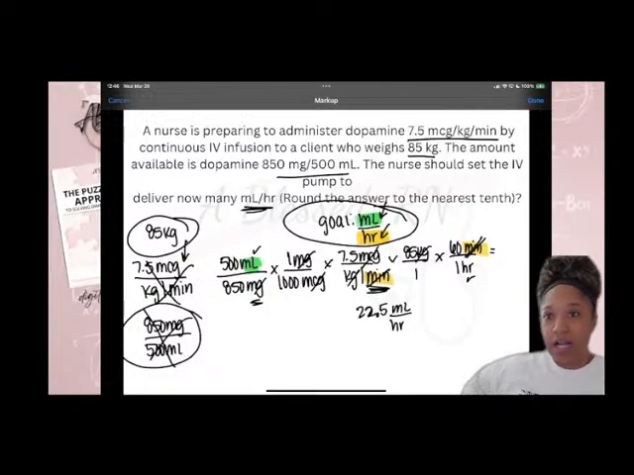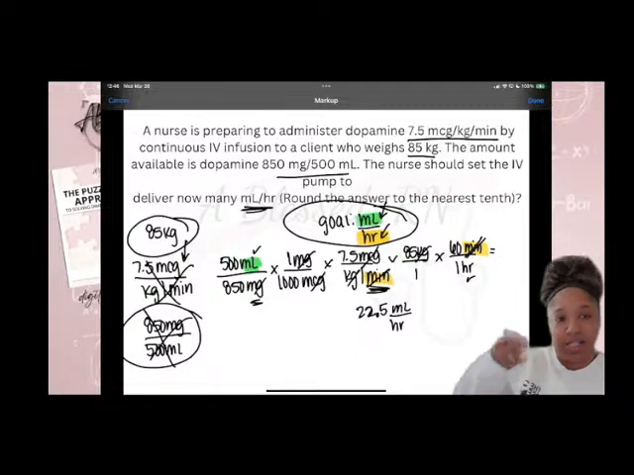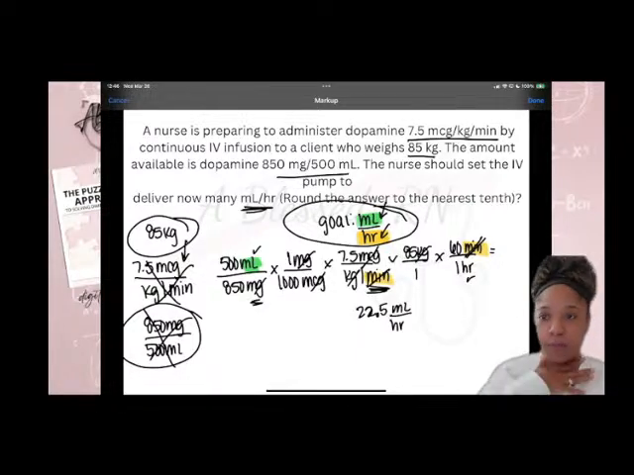Okay, cool. Awesome. Does it stay at 22.5 because there's nothing to round to after the 10th? Yes. So that is to the 10th place. It's just one decimal place. So it stays at 22.5.